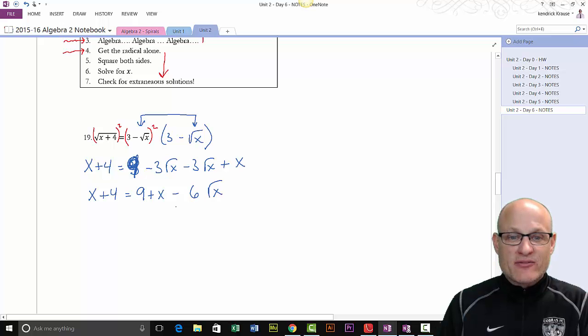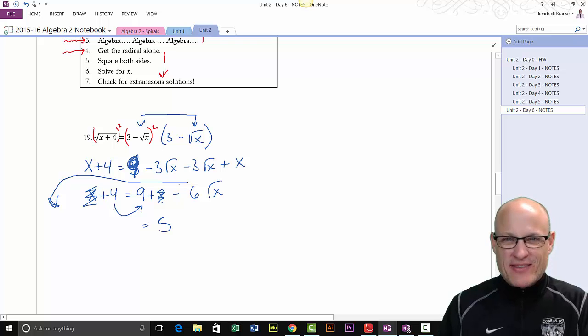I do not like the fact that this thing is all by itself. So, I'm going to move this. Well, that doesn't really matter. These x's will cancel. I'm actually going to move this over here and put 5 on this side. And I'm going to move this over to the other side because I don't like it being negative. That bothers me. I don't like having things being negative that I'm solving for. So I get 6 square roots of x.